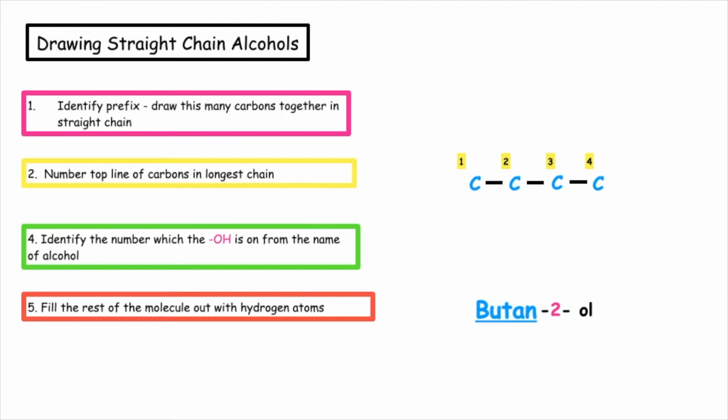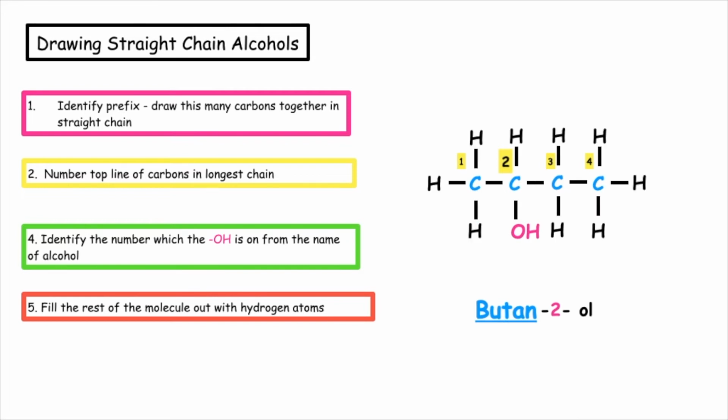I can see that the position of the hydroxyl group is on position 2, so I'm going to add an OH to carbon number 2. Remember, the oxygen has got to be connected to the carbon, so make that very clear. And then I'm going to fill out the rest of the bonds with hydrogen atoms.